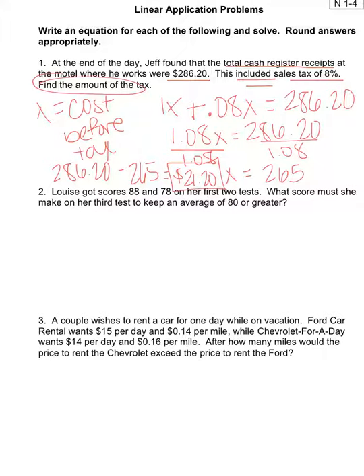Okay, so let's look at 2. Louise got scores of 88 and 78 on her first 2 tests. What score must she make on her 3rd test to keep an average of 80 or greater? Okay, so you're talking about averaging. So we're looking for the score on her 3rd test. So I'm just going to label that as just x. It doesn't matter what variable you use. So that's going to be the score on the 3rd test.